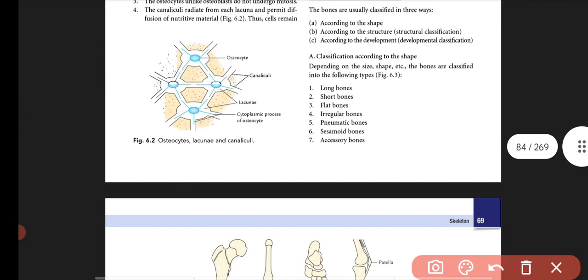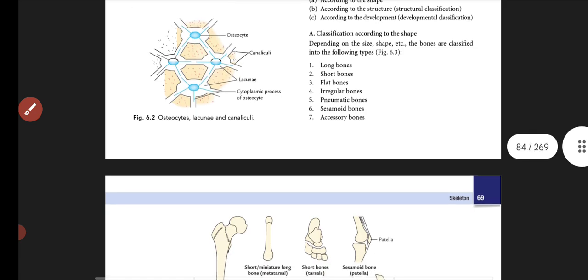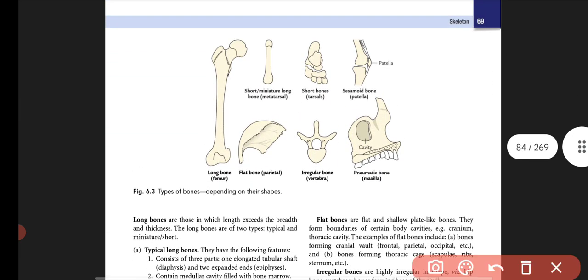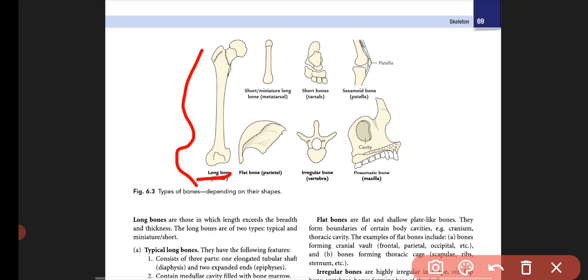Here we have read about the long bones. Long bones are of two types: number one is the typical long bone, number two is the miniature long bones. Next one is the short bones. Here is an example of the long bone. This is the typical long bone, and this is the miniature or short long bone, for example the metatarsal.